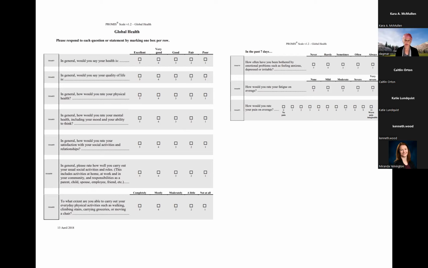global measures. And the last question is actually scored on a 0 to 10 metric, and that is a question of pain intensity. Otherwise, the rest of the questions have 5 response options and are IRT scored. The last one is scored on a metric of 0 to 10.